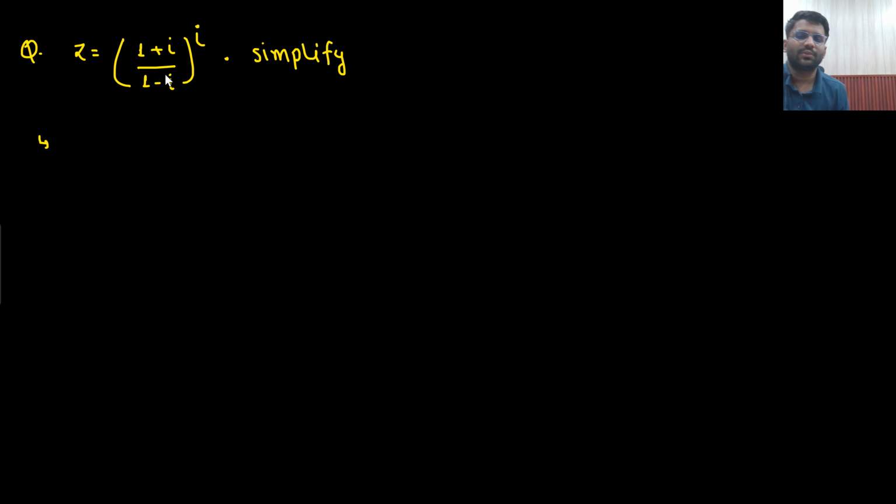Next, what we need to do? We need to solve a question. We need to simplify (1 plus iota divided by 1 minus iota) to the power iota. What will it be equivalent to? This we need to find out. What is 1 plus iota? Can you write down its polar form? Yes, sir. 1 plus iota will be nothing but under root 2 e to the power j pi by 4.